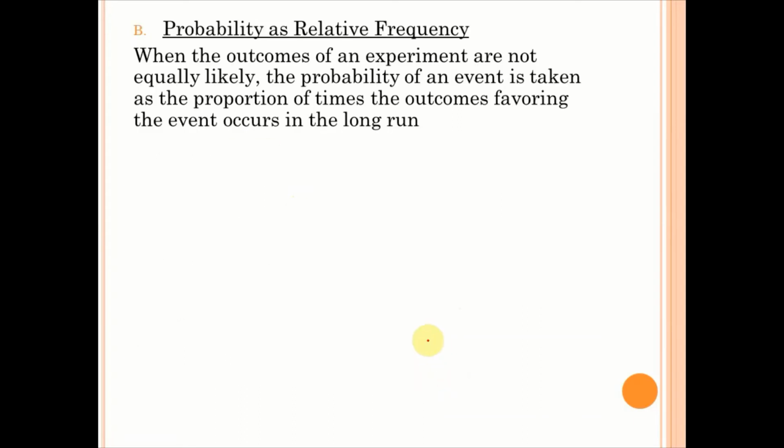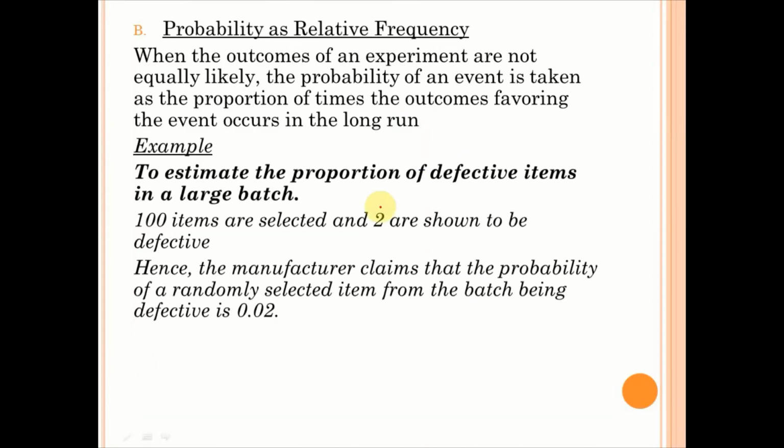Next, probability as relative frequency. This one sometimes you will do also. When the outcomes of an experiment are not equally likely, the probability of an event is taken as the proportion of times the outcome favoring the event occurs in the long run. Example. So, to estimate the proportion of defective items in a large batch.